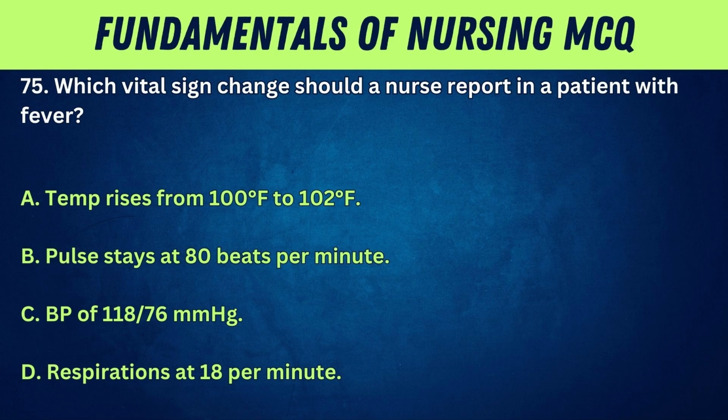75. Which vital sign change should a nurse report in a patient with fever? A. Temp rises from 100 degrees Fahrenheit to 102 degrees Fahrenheit. B. Pulse stays at 80 beats per minute. C. BP of 118/76 mmHg. D. Respirations at 18 per minute.